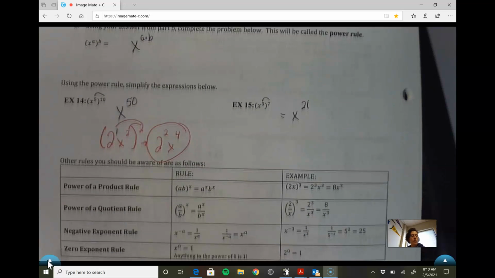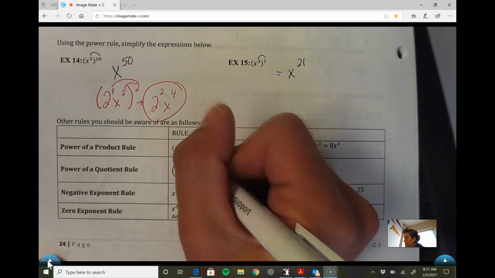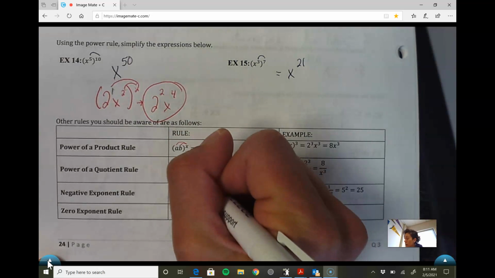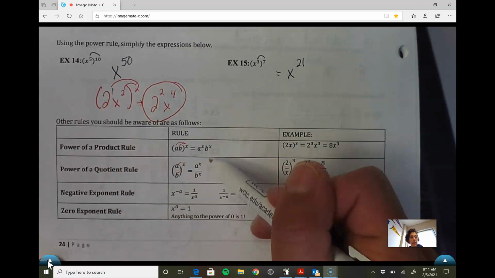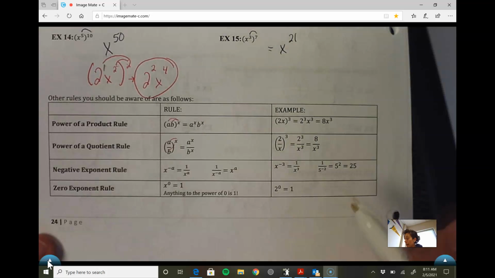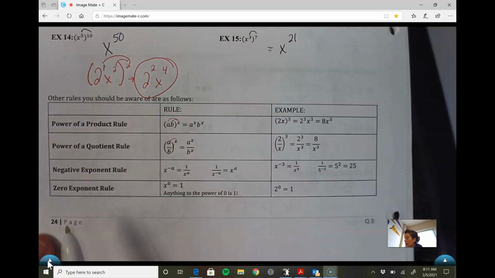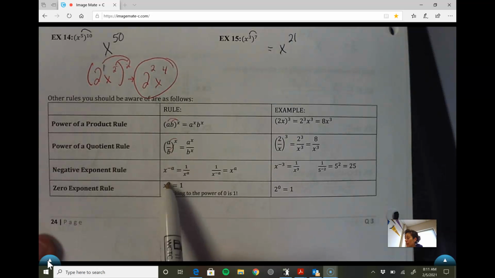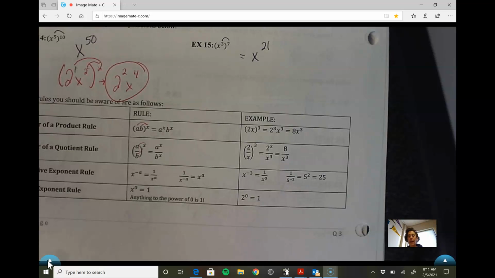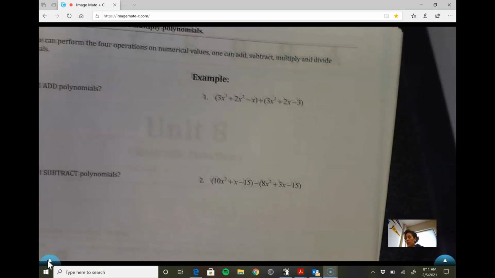So the 3 rules we have covered are power of a product, which we just did, distribute that exponent in. That same rule works if there's division in there. Okay, these are common rules. Another basic rule are negative exponents. Negative exponents move. And then we have the 0 exponent rule. Anything to a 0 power is 1. So what I have to do is pause the video, and we will finish this up and look at section 7.2 a little bit more.